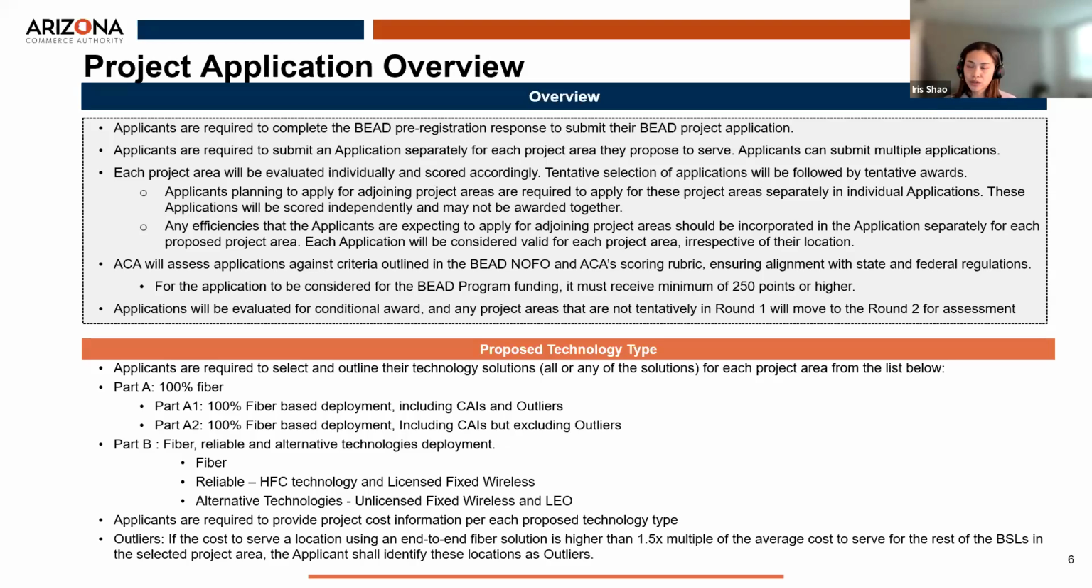You'll have the option to provide technology solutions for either Part A or Part B or both. And we strongly encourage that you provide both. And the reason why is, although we're accepting applications for both 100% fiber and mixed technologies, we're only evaluating 100% fiber, which is Part A, during round 1 application. And that means if you are providing a solution for Part B only, that project area may not be available during round 2.